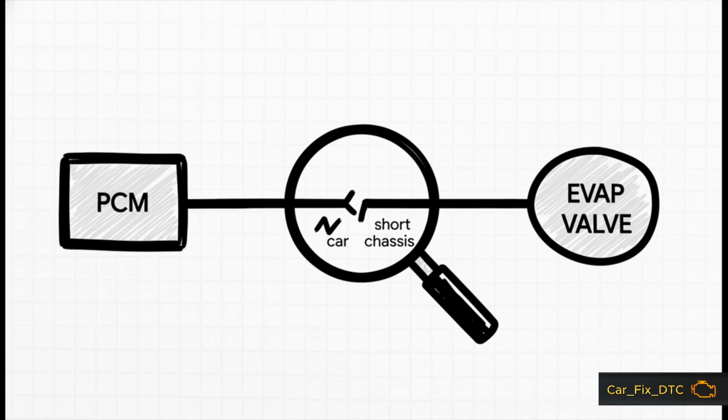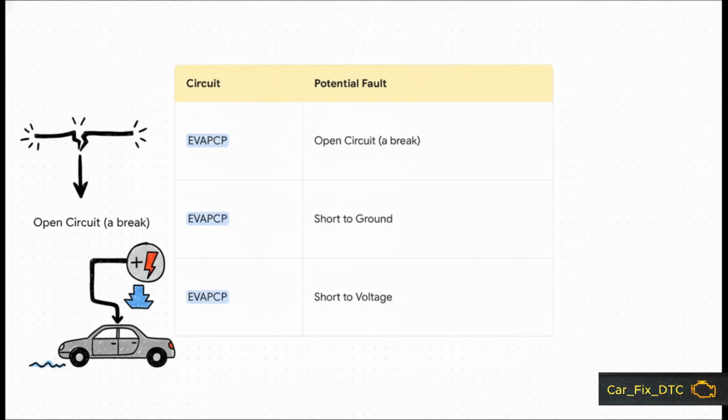circuit. This is the control wire that the computer uses to talk to the valve. We gotta make sure this line of communication is clear. Now, a wire like this can fail in a few different ways. You can have an open circuit, which is basically just a cut in the wire, simple as that, or it could be shorted. That means the wire's insulation has worn off and it's touching the metal frame of the car or another wire, causing the electrical signal to go completely haywire.